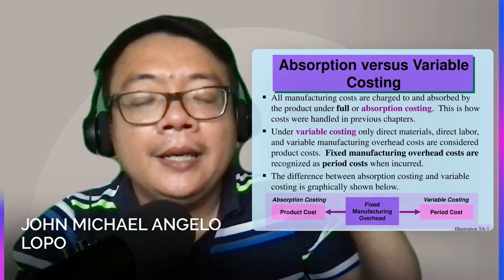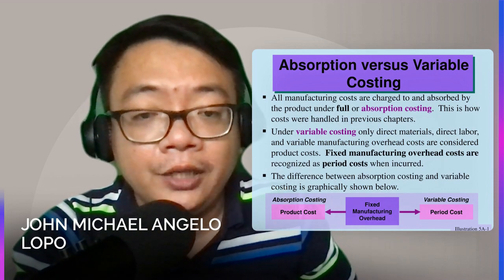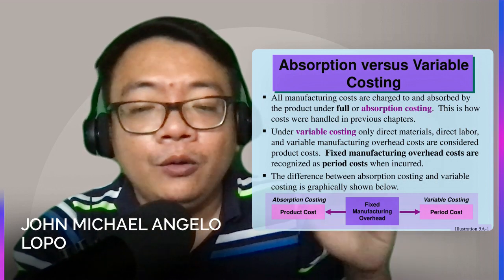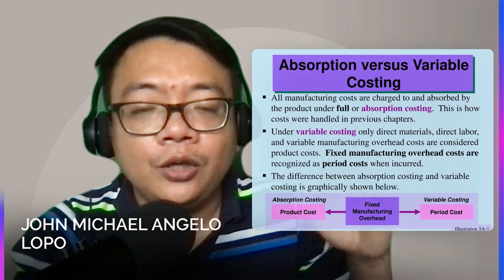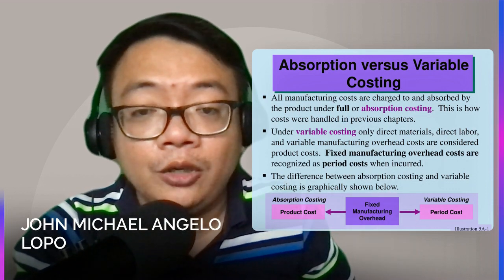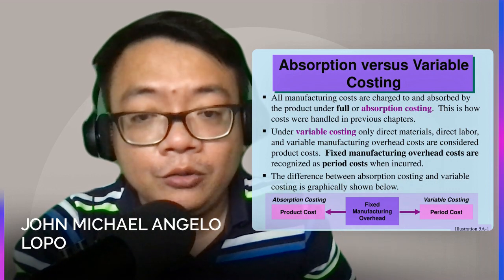Mamaya class. In the full or absorption costing, the fixed manufacturing overhead, alright, is part of your product cost. Again, what is product cost? Product cost is your manufacturing cost, also known as inventoriable cost. Meaning class, they are all to be part of your inventory.